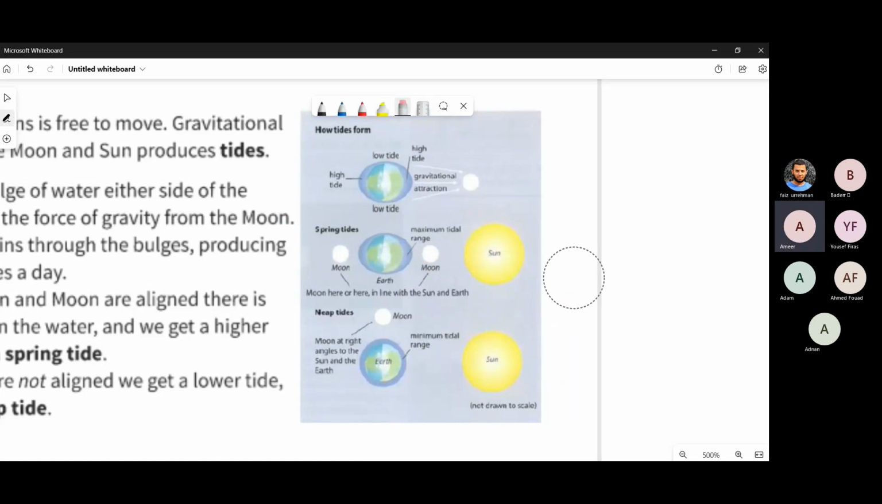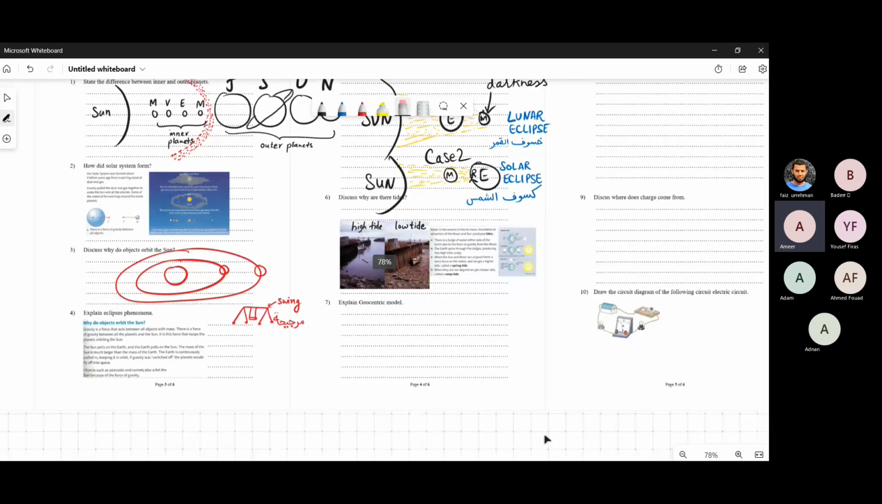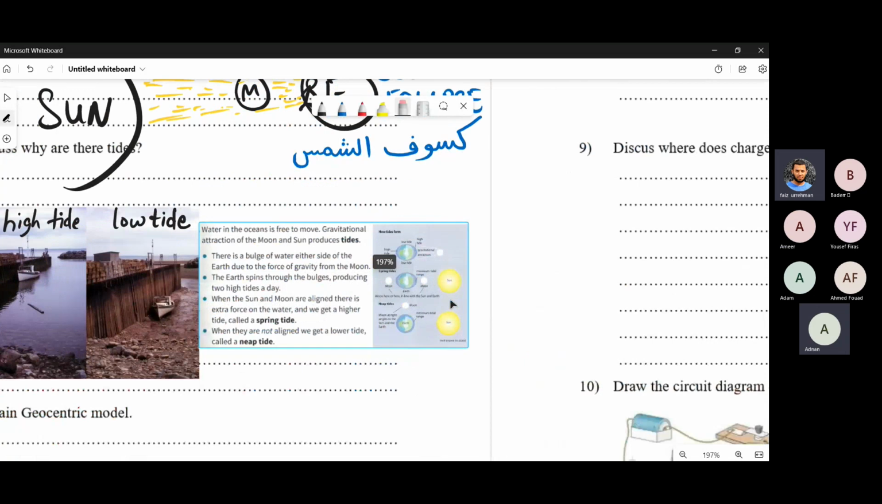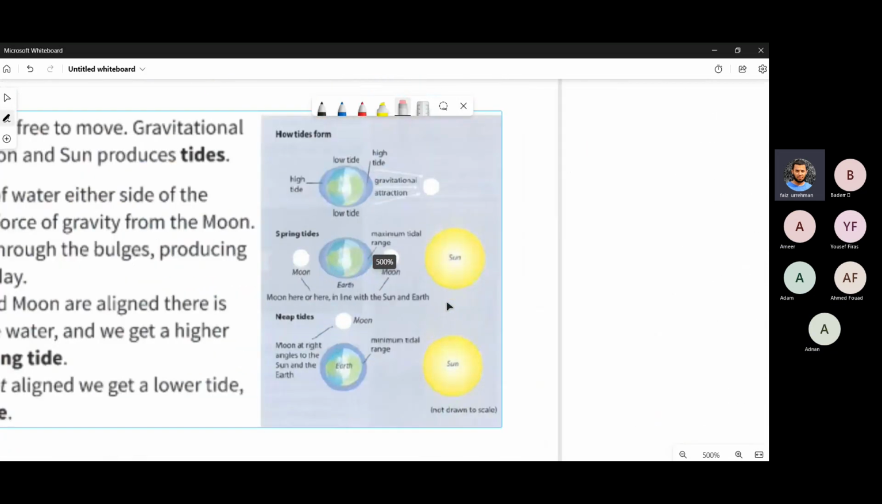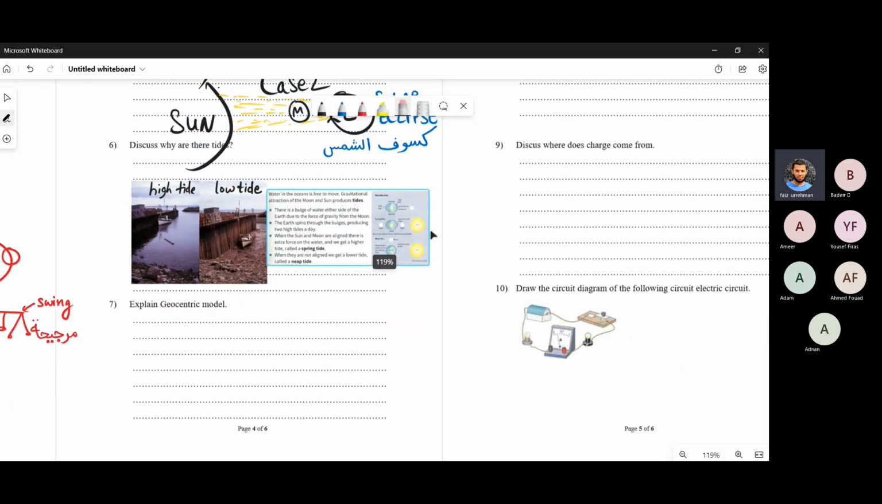But mister, when they are in a straight line, it will form an eclipse, right? An eclipse. Yes, both of the concepts will happen. Very good. An eclipse will also happen and the tides can also be observed.